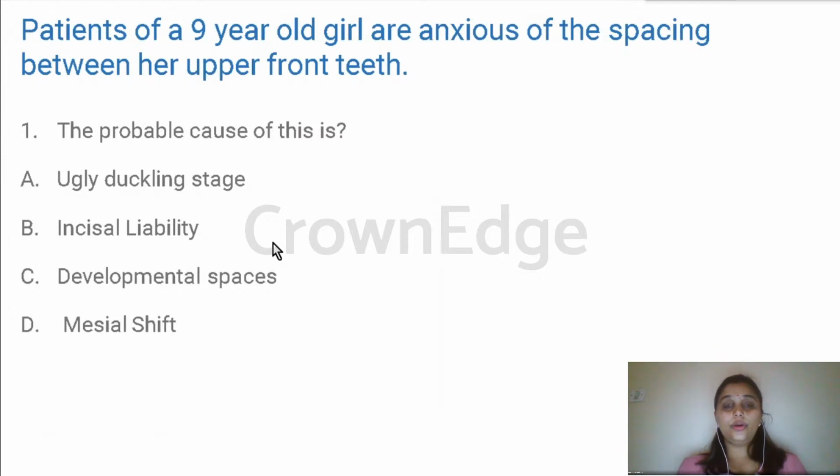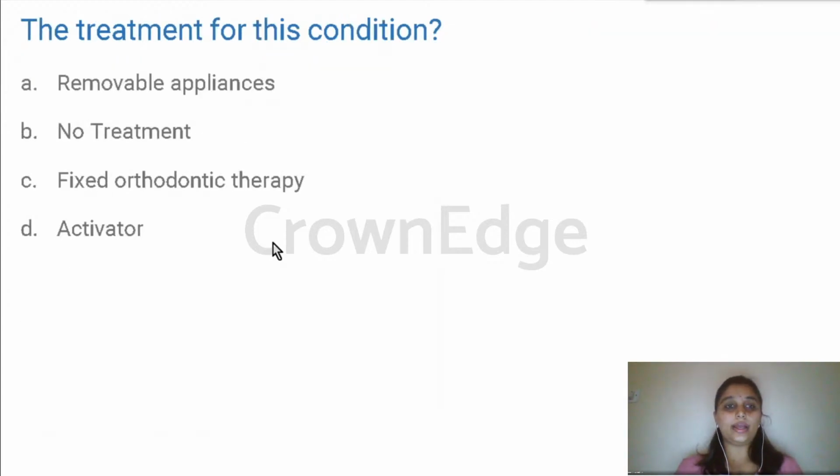Patients of a 9-year-old girl are anxious about the spacing between her upper front teeth. Okay? 9-year-old girl and spacing between her upper front teeth. So these are the two things that you have to be worried about. What is the probable cause of this? A. Ugly duckling. B. Incisal liability. C. Developmental spaces. D. Mesial shift. Yes, it is an ugly duckling stage that we are talking about.